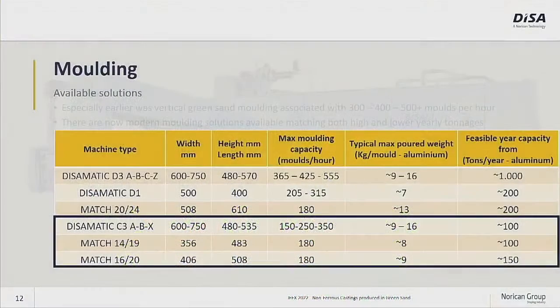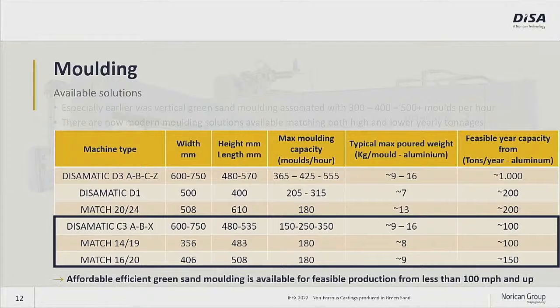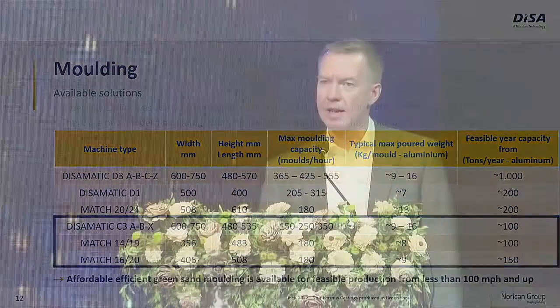There are also new and smaller match plate machines available, which suit very well the smaller production volumes normally seen for these non-ferrous castings, meaning both aluminum castings and brass and bronze castings. So we can say that now we have modern and affordable molding equipment available that also suits these smaller production volumes. And of course the investment will follow this.